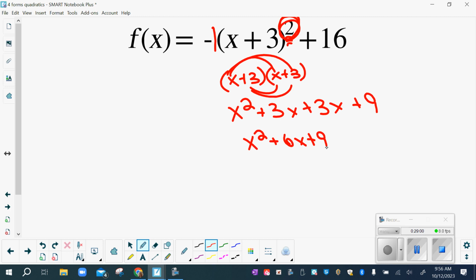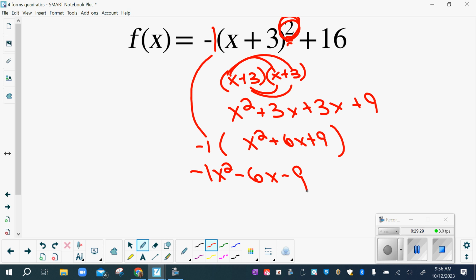Now I got to deal with this dude. So please deal with that dude. Put him out to everybody. Distribute him. -1x squared minus 6x minus 9. Okay, I have done exponents. I have done multiply. There's one last thing I got to consider.